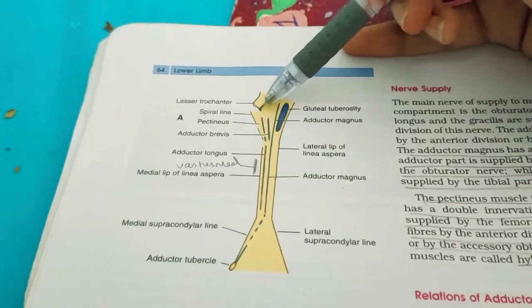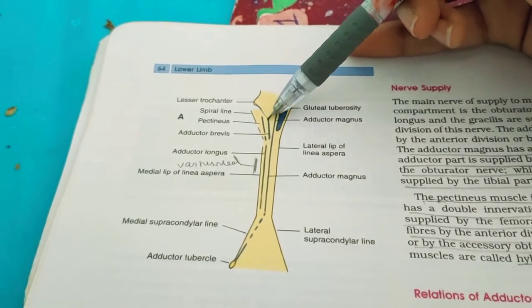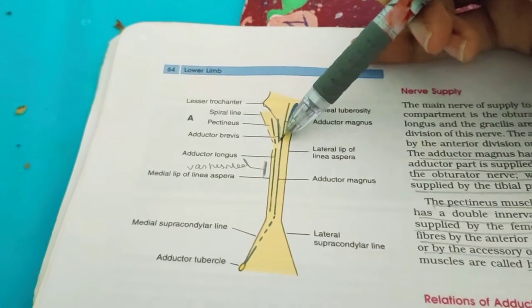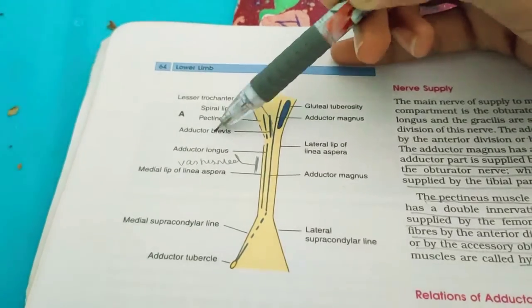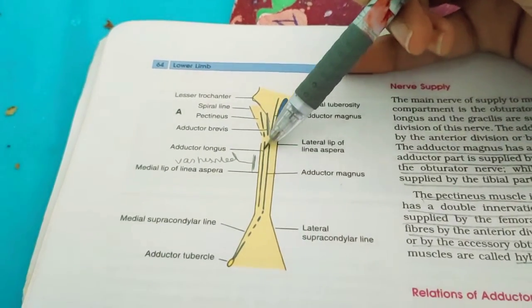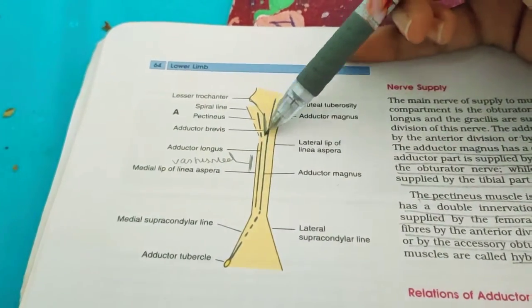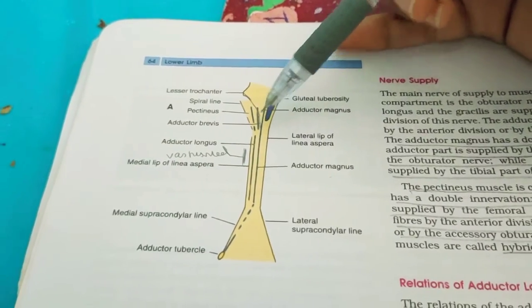Just behind adductor longus, if you see, there is the insertion of adductor brevis, which is coming from the line of the lesser trochanter. You can see this is the lesser trochanter. From here it is coming to linea aspera, and here it is getting inserted. So this is adductor brevis, just behind the insertion of adductor longus, right?